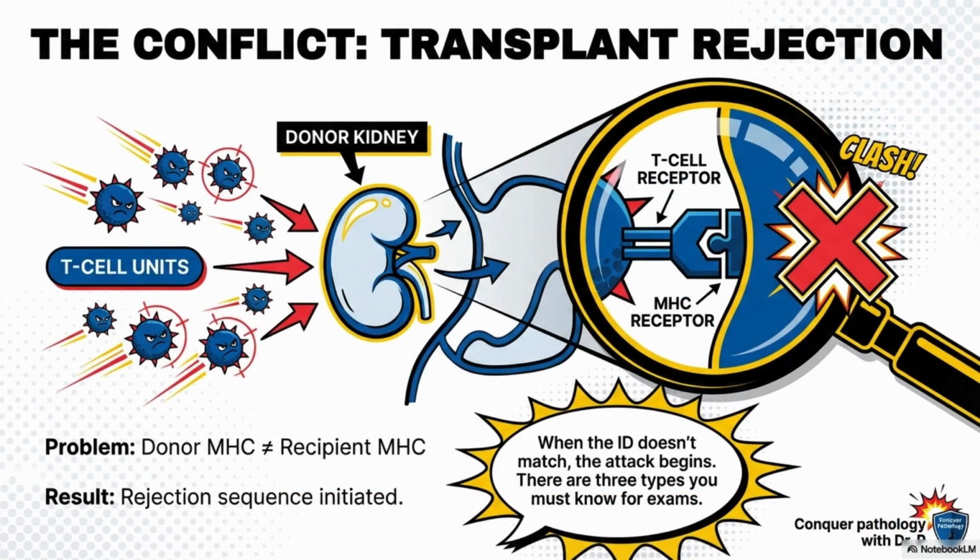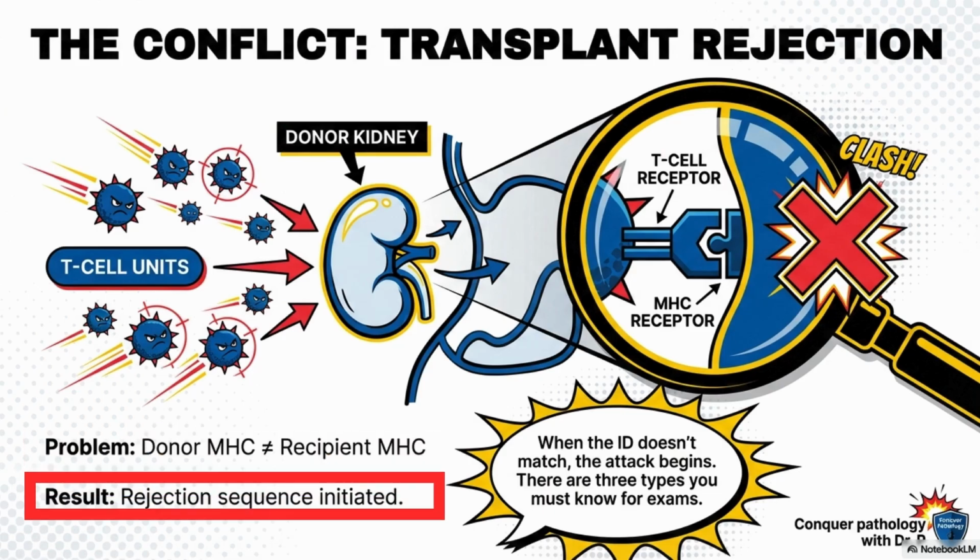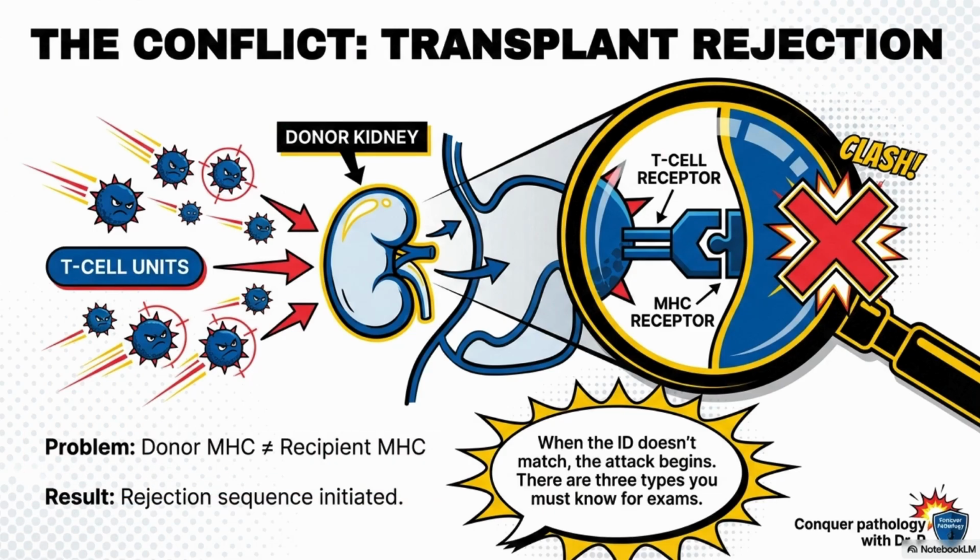Now the conflict. We are talking about transplant rejection. Here's the scenario. We have a donor kidney and T cell units. The problem here is the donor MHC does not equal the recipient MHC. When the ID doesn't match, the rejection sequence is initiated. The attack begins. There are three types you need to know for your exams.